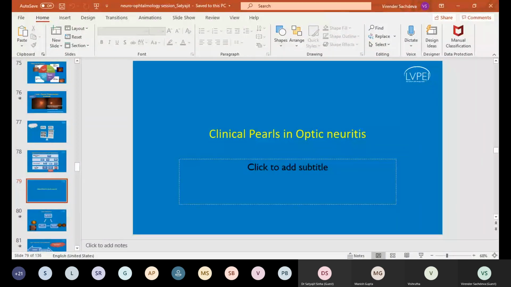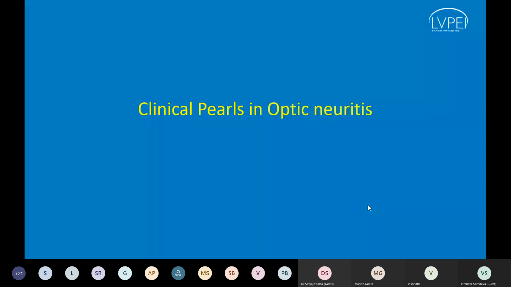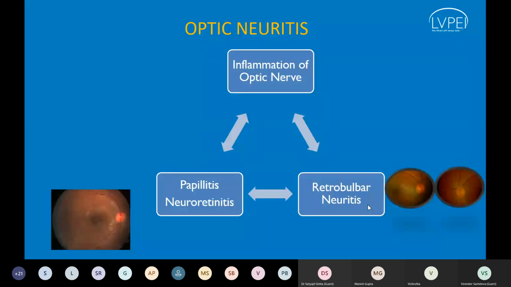I'll highlight this with the help of some important examples, what we should be knowing in a patient with optic neuritis. We know that optic neuritis is the inflammation of the optic nerve. It can present either as retrobulbar neuritis, papillitis, or neuroretinitis. In retrobulbar neuritis, the fundus looks normal. In papillitis, there is swelling of the optic nerve, and in neuroretinitis, there is not only a swelling of the optic disc, but there are hard exudates radiating in the form of a macular star or a macular fan towards the macular area.